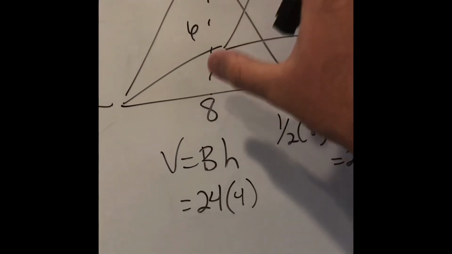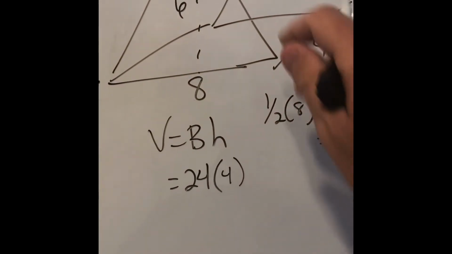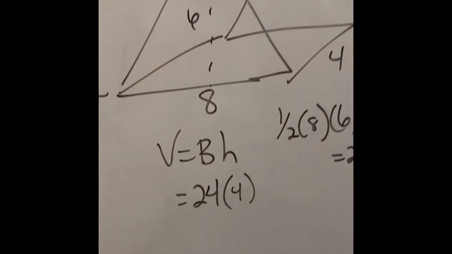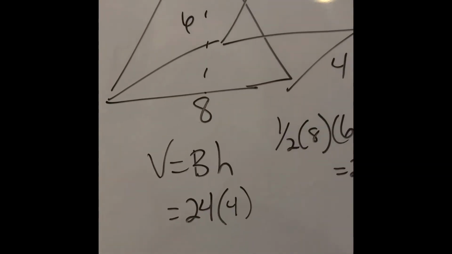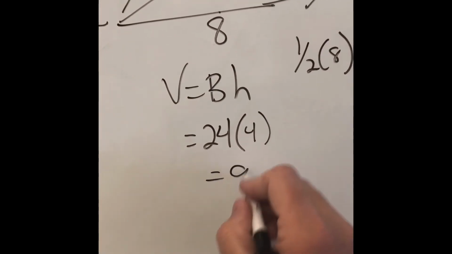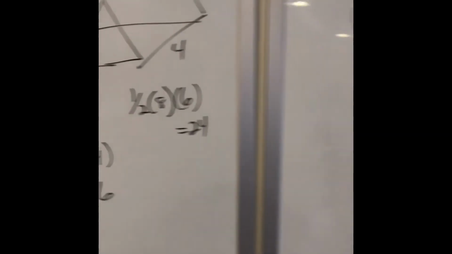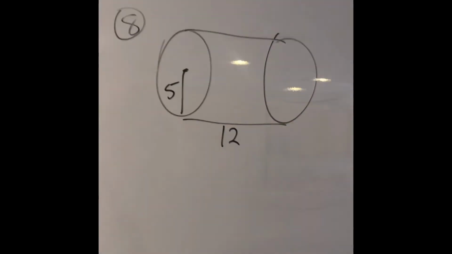Because what's happening is this is laying on its side. It's laying on the rectangle. If it were laying on the triangle, then you would be able to see the height. And then 24 times 4 gives me a total volume of 96. Like I said, these aren't too bad. All right, let's take a look at number 8 now.